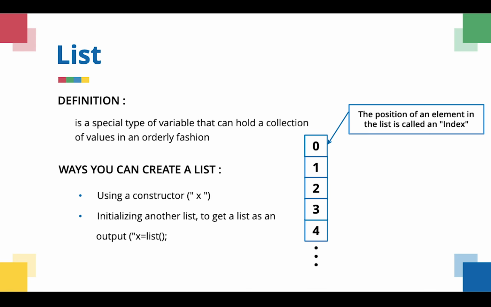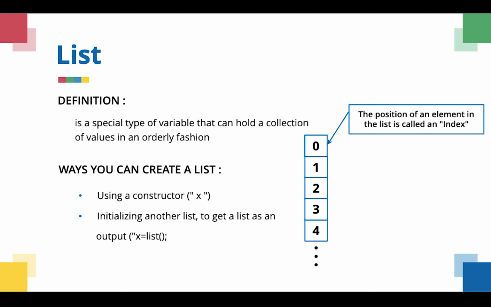For a more accurate definition, a list is a special type of variable that can hold a collection of values in an orderly fashion. In other words, it is a linear structure where each element is known by the position that it's in. It's called an index, all right? So it starts from 0, 1, 2, and so on. A list always starts with 0 because that's the position that you can insert the first value into.